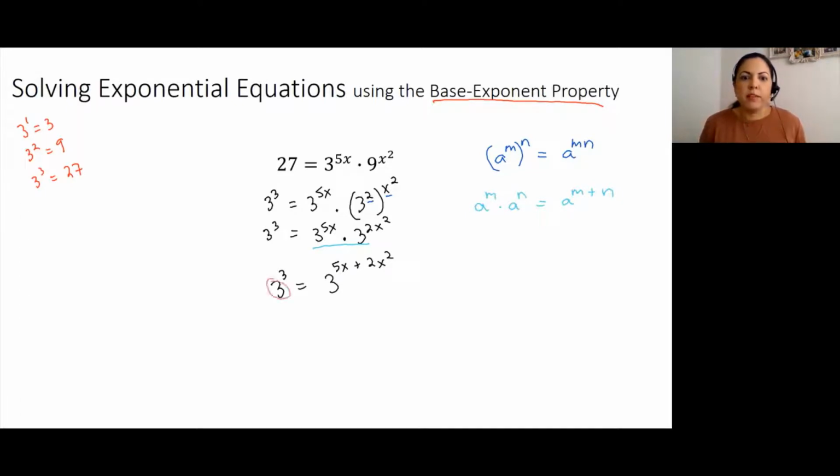So here we have base 3 on both sides. They're equal to each other. That means their exponents must be equal. This exponent of 3 must equal 5x plus 2x squared.